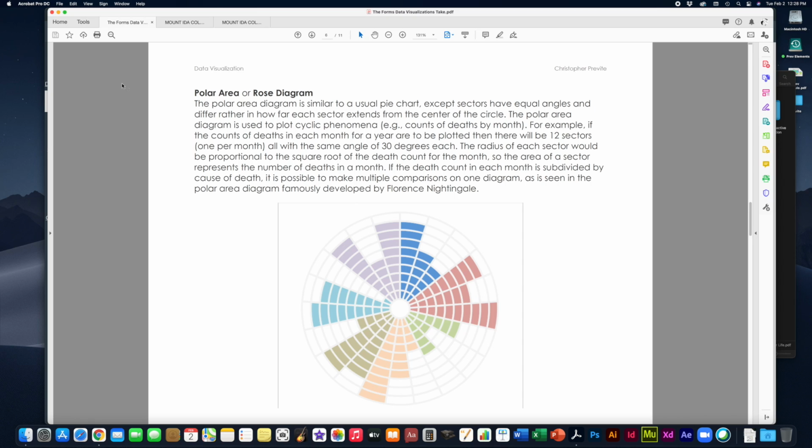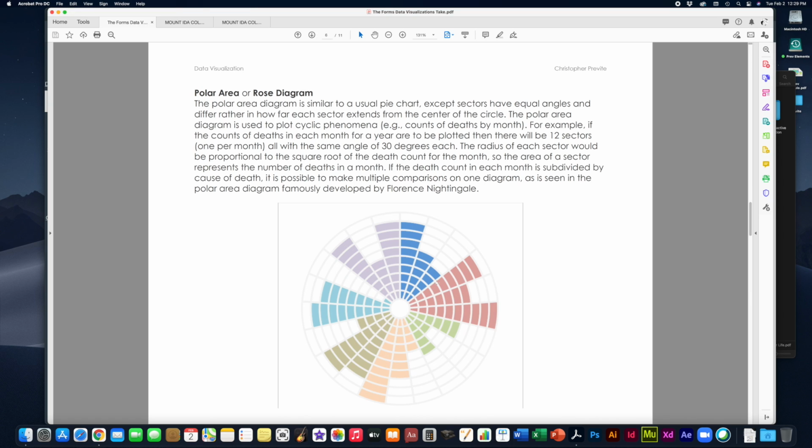Now, the polar area diagram is similar to a pie chart, except that the sectors have equal angles and differ rather in how far each sector extends from the center of the circle. So you have the pie slices, like in a pie chart, so that we understand. You can see the different widths. But then it also has these lengths extending out from the center of the circle. So it's almost like a pie chart and a bar graph sort of got together and had a new chart together, in that it shows you the width of the slice, but also the height of each one, or the depth of each one.